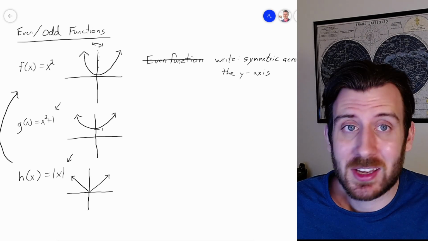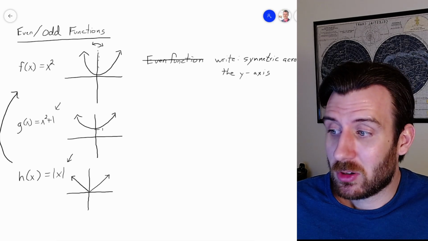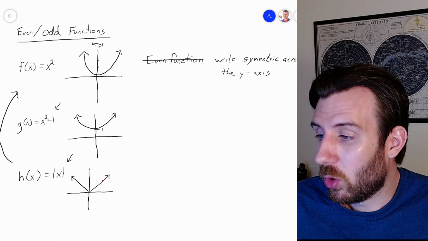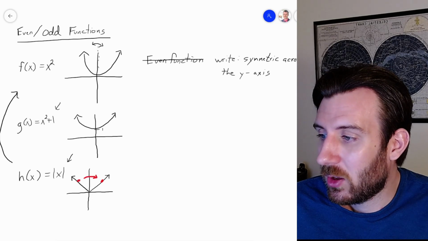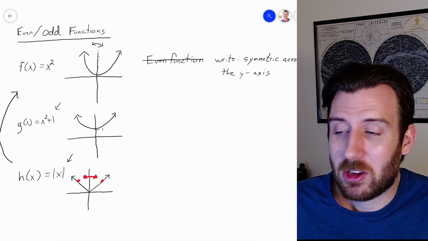It's a horribly named title. But yeah, this is absolutely an even function because if I was to take any object on here and I was to fold it over, this dot would fold nicely onto this dot across the y-axis. So it is an even function because it's symmetric.